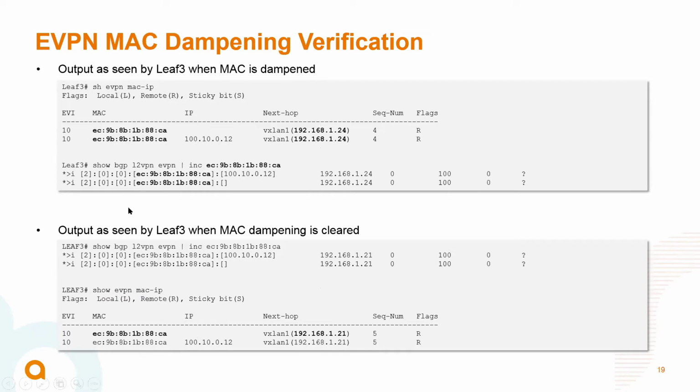This is how you can see it on leaf 3, the one seeing the MAC moves between leaf 1 and leaf 2. When the MAC is dampened, he would still point to 1.24, which is nothing but leaf 1's address, with the sequence number 4. But when leaf 2 clears MAC dampening, he would update it to 1.21 with the updated sequence number of 5. So this is how the output is seen by leaf 3, the remote VTEP.